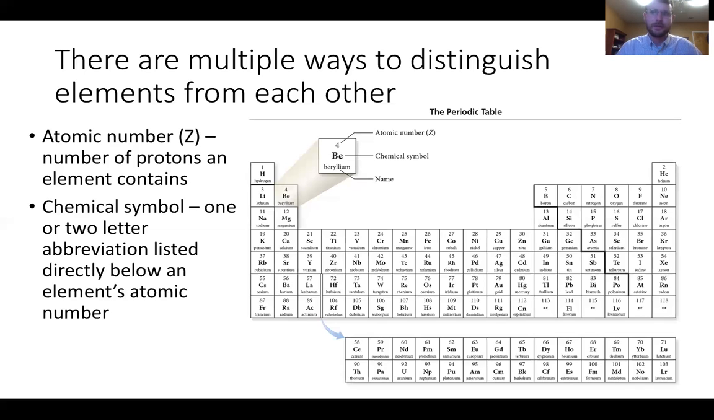You should be familiar, though, with some of the more common names, because in chapter 3 we are going to talk about how to name compounds, name molecules. And so you will have to be familiar at least with a few of the things here on the periodic table. But again, you do not have to memorize it.